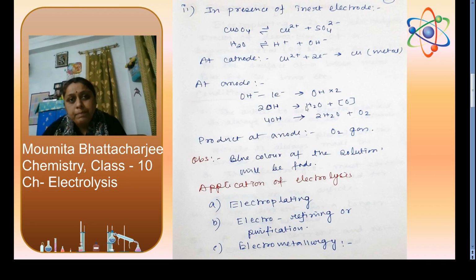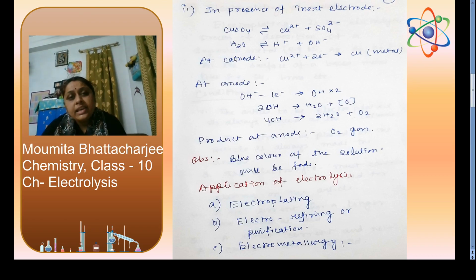Next one, what will happen if we do the same process in the presence of inert electrodes? Inert electrodes, we can take graphite, platinum, etc. Here the same dissociation will occur. Copper sulfate will dissociate to form Cu2+ and SO4 2-, and H2O will dissociate to form H+ and OH-. At the cathode, Cu2+ will move. Cu2+, by gaining 2 electrons, will form copper metal.